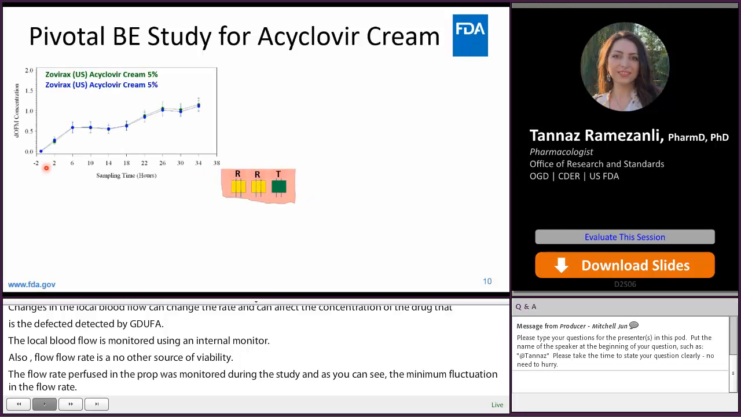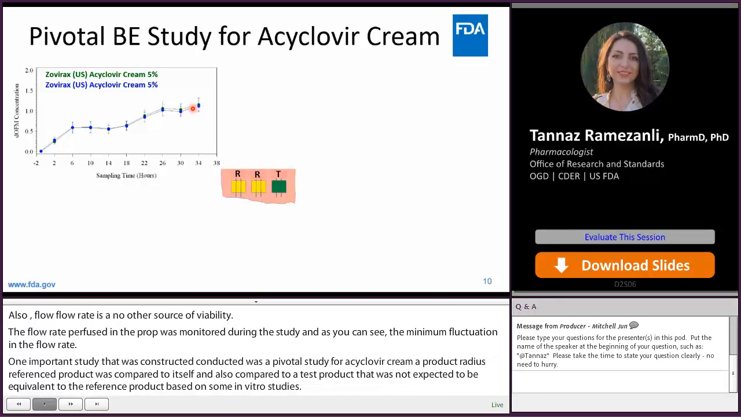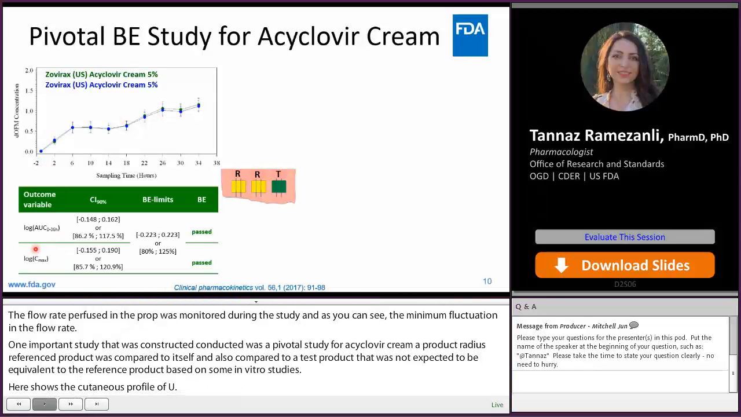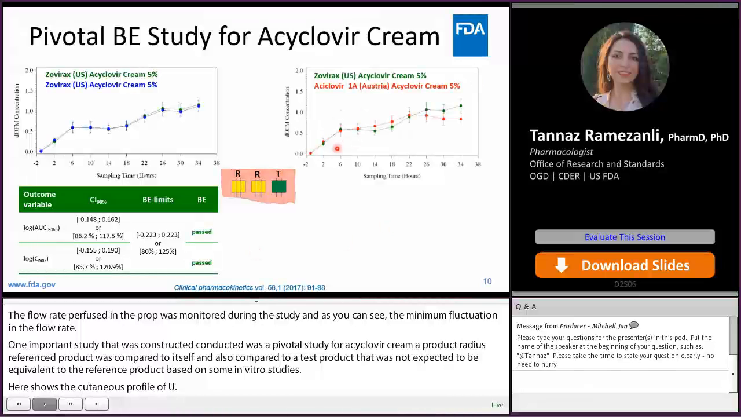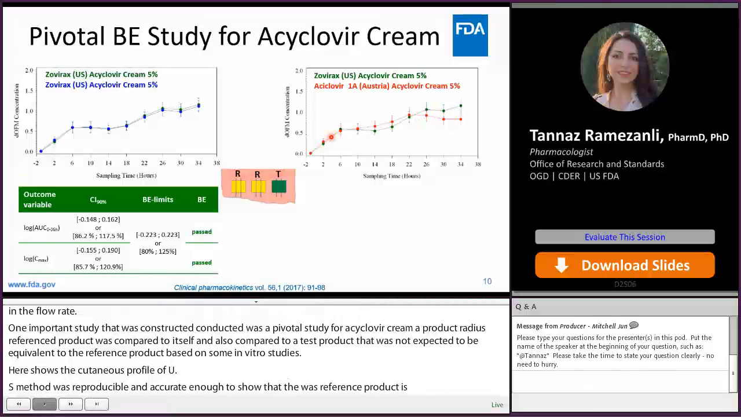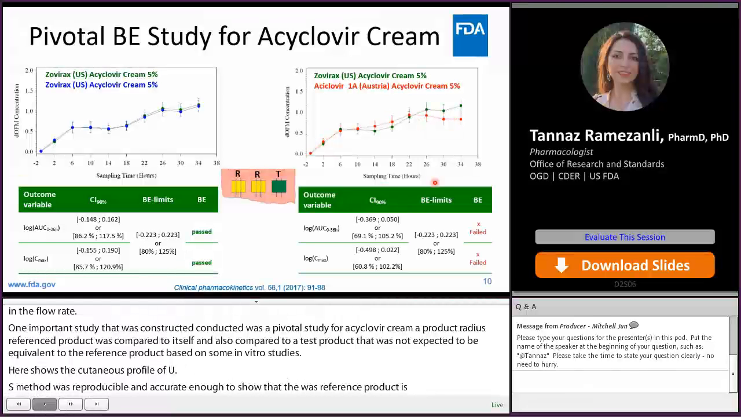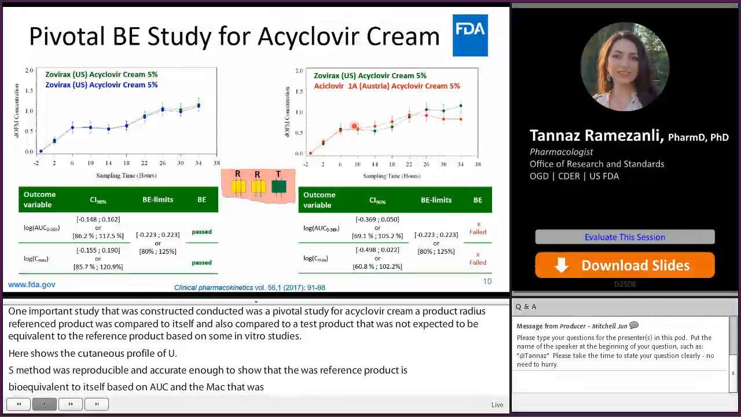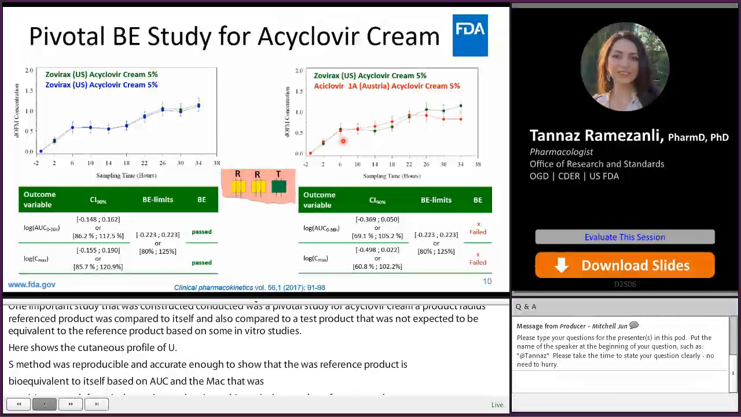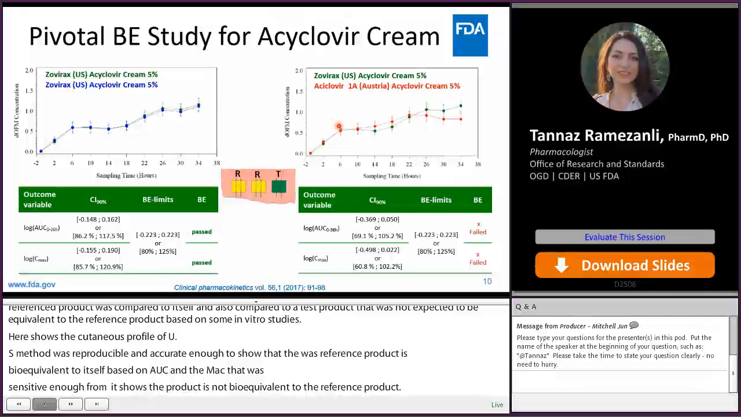So here shows the cutaneous PK profile of a US reference product, and the method was reproducible and accurate enough to show that the US reference product is bioequivalent to itself based on both AUC and Cmax, and also was sensitive enough to differentiate the PK profile of the US reference product from an Austrian generic product, and showed that this product is not bioequivalent to the reference product. Also, if you look at the variability or the standard errors, you can see that the variability in the data here is very reasonable and relatively low, considering the fact that the data is not plotted on a log scale.